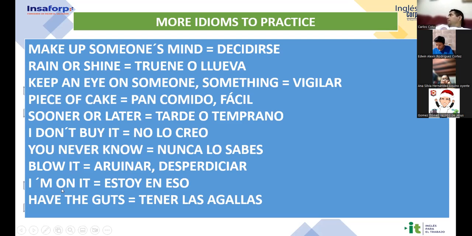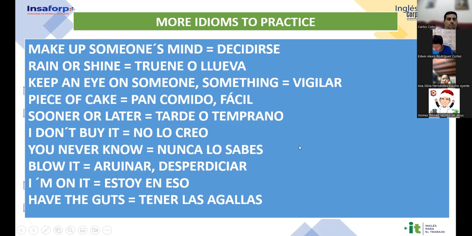Okay, that is good. I'm on it. Okay, when you are doing something, you say I am on it. I have the guts. Okay, when something is very difficult, something is very dangerous, but you do it, you have the guts.